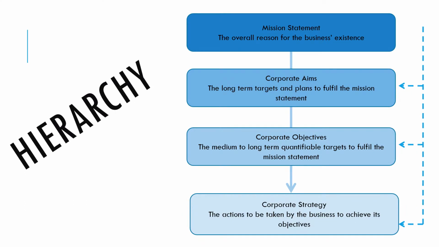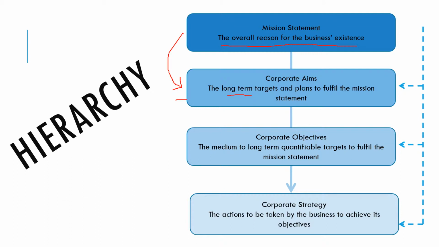And there's a hierarchy here. What we have is we have at the top the mission statement, which feeds into the corporate aim. So the mission statement really is the overall reason for the business's existence. Why does it exist? And this informs us of our aims. What is the long-term plan to fulfill this mission statement?